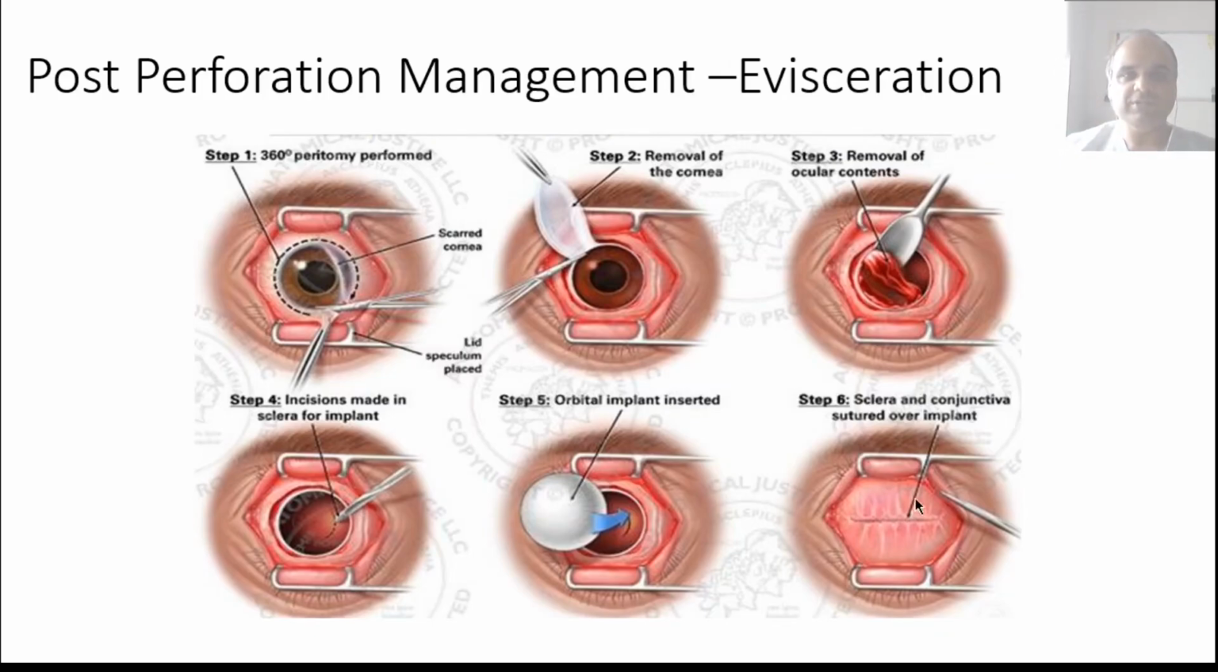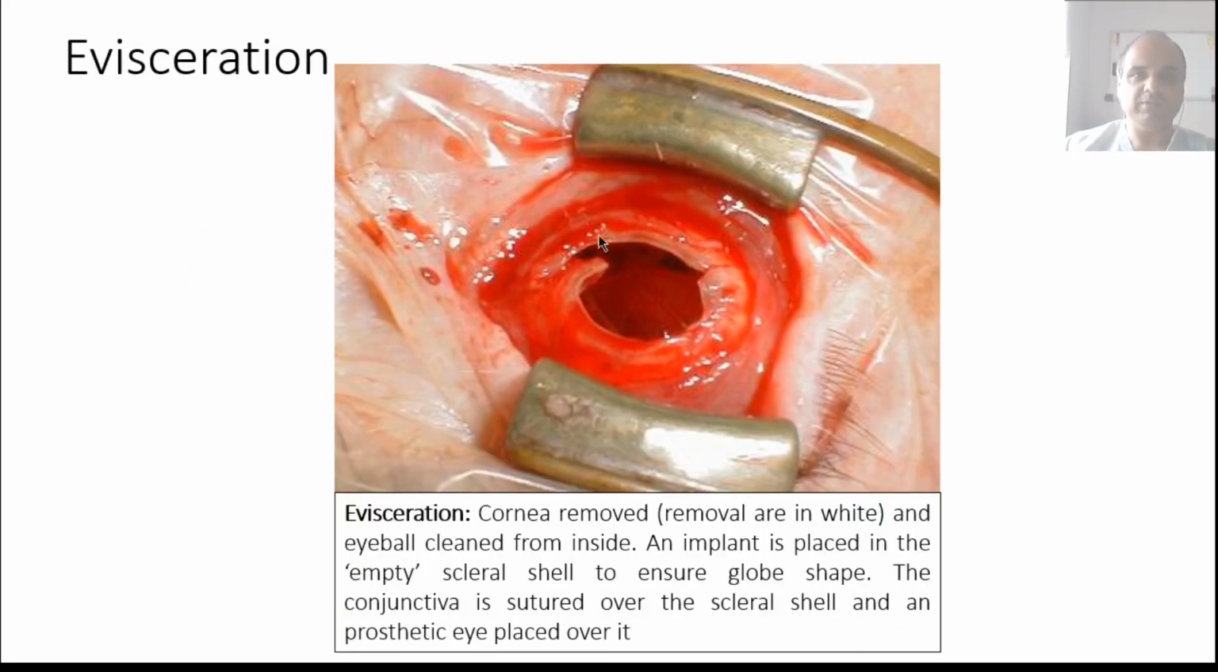And what you do is stitch the conjunctiva over it, and then you can put an artificial eye or a prosthetic eye afterwards. This is how it would look once you have cleaned the eye from inside. This is where the cornea has been cut. So you put the implant inside this and stitch the cornea over it.